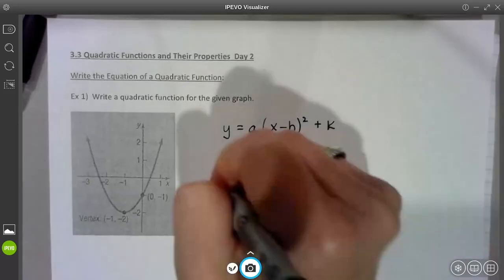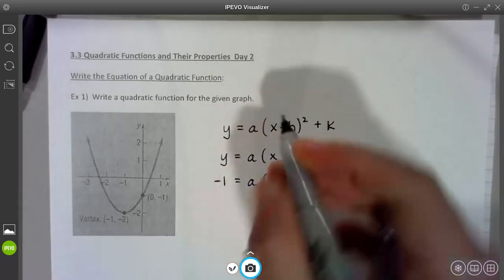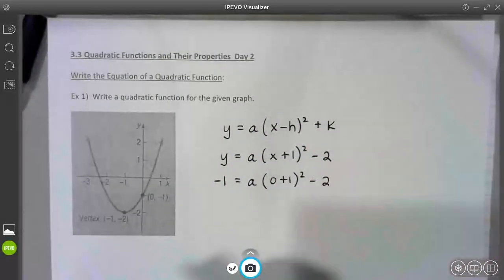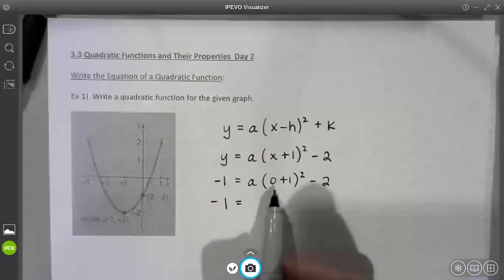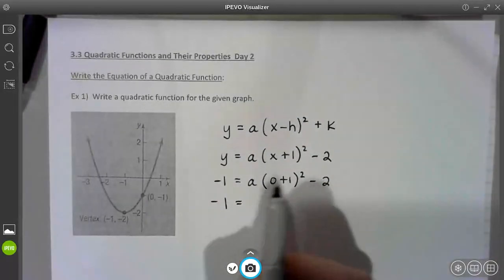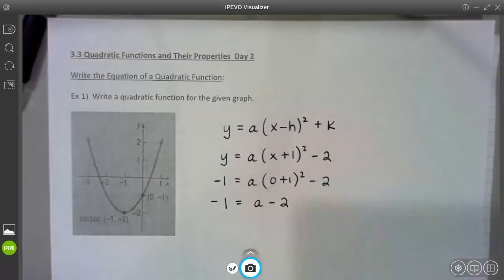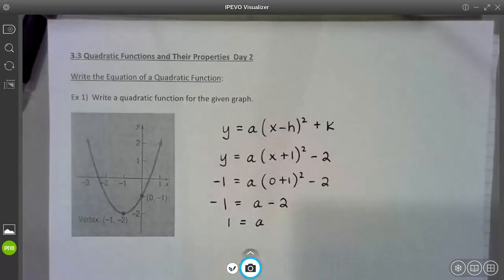So that means -1 goes in for y. It equals a times, 0 goes in for x, (0 plus 1) squared, minus 2. Let's clean it up. -1 equals 0 plus 1 is 1. Squared is 1. 1 times a is a. And then minus 2 is still there. All you got to do to get a by itself is add 2. So a equals 1. So in this case, a is 1.